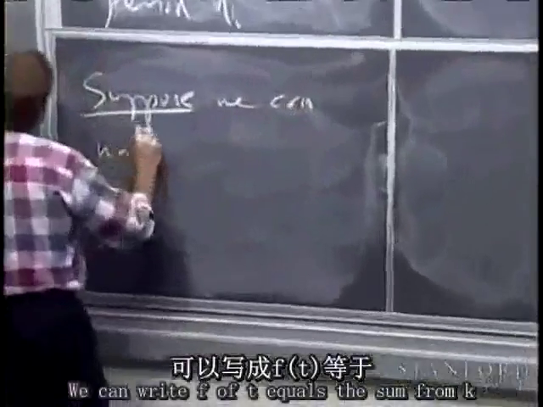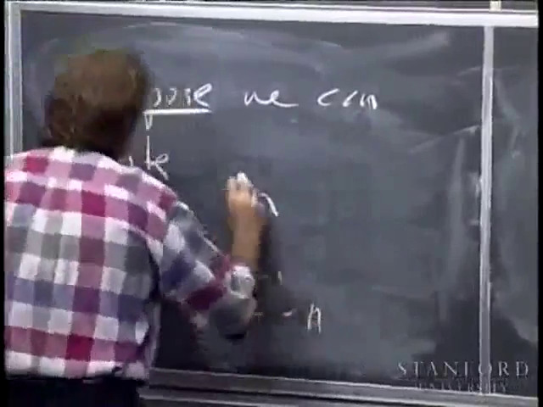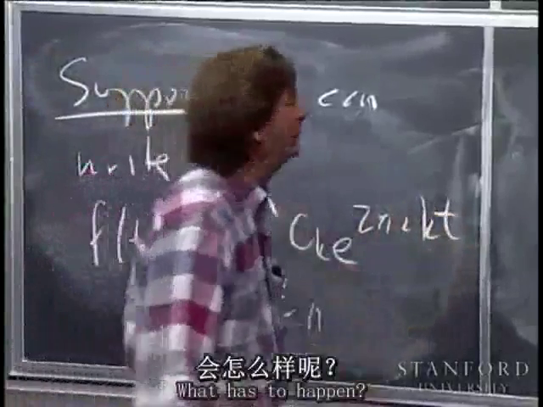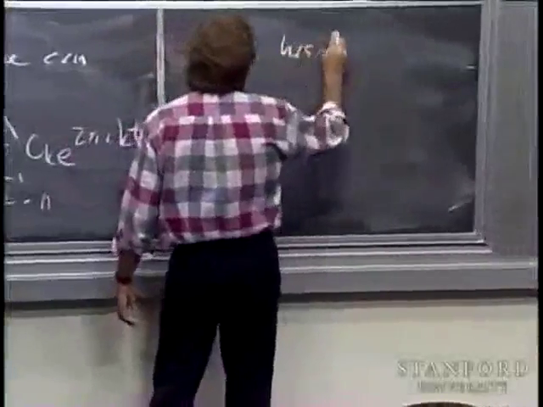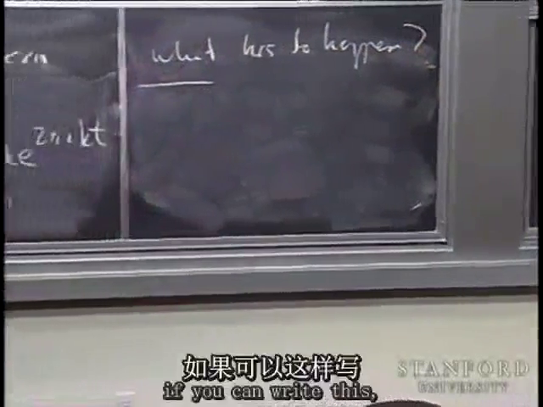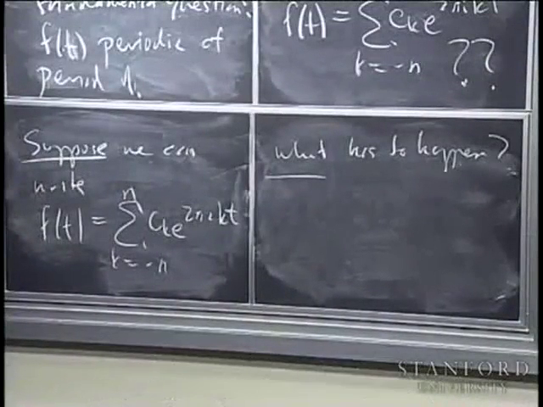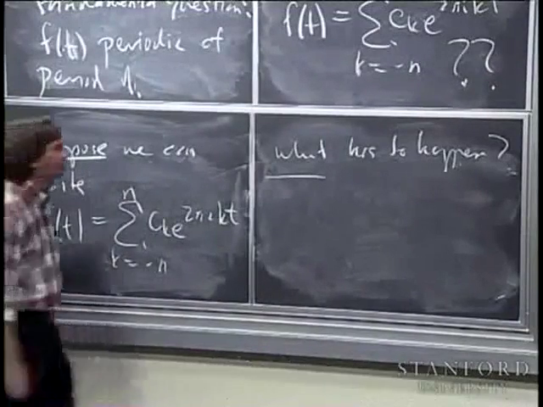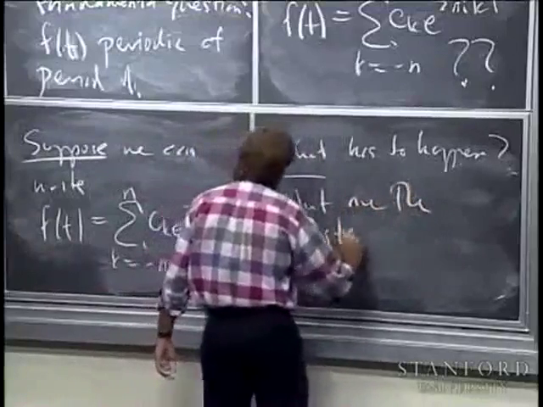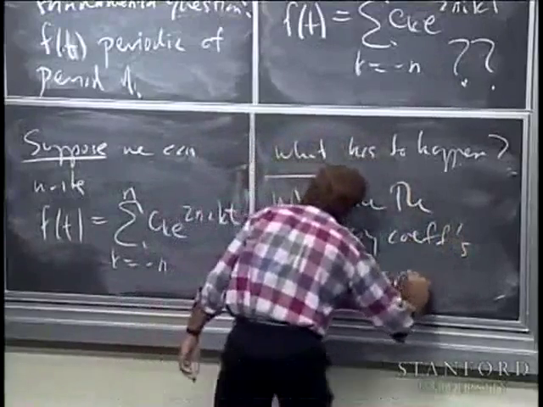We can write f of t equals the sum from k equals minus n to n of c sub k e to the 2 pi i kt. What has to happen? By that I mean, if you can write this, what are the coefficients? If you can write an equation like this, then what I'm asking is, what are the mystery coefficients, the coefficient c sub k, in terms of f? F is given to you.